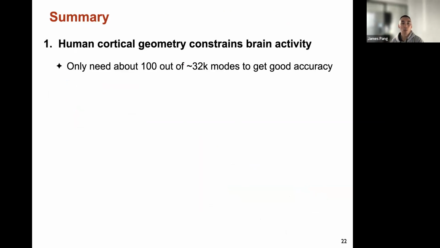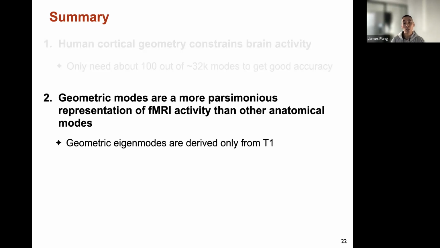So in summary, what we found is that human cortical geometry can strongly constrain brain activity, and we only need about 100 out of potentially 32,000 modes to get pretty good accuracy. The geometric modes seem to provide a more parsimonious representation of activity than other anatomical modes, in particular the connectome modes, because again, geometric eigenmodes are simply derived from T1 data without doing anything else.